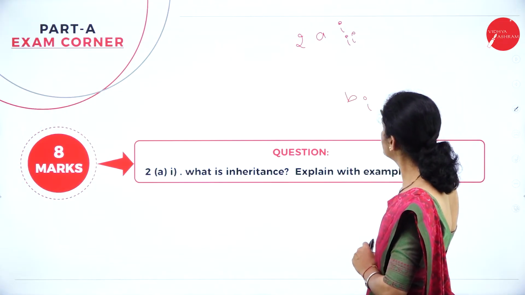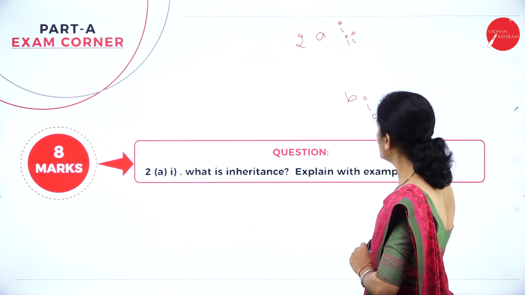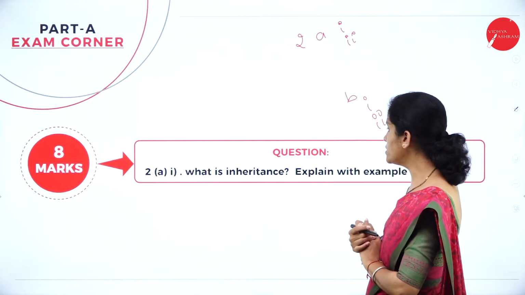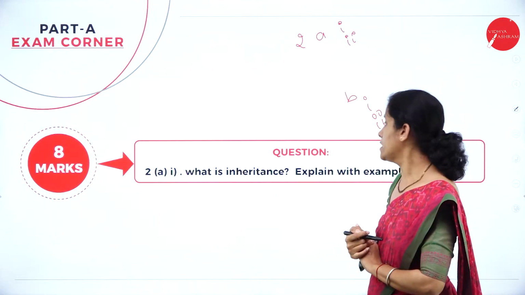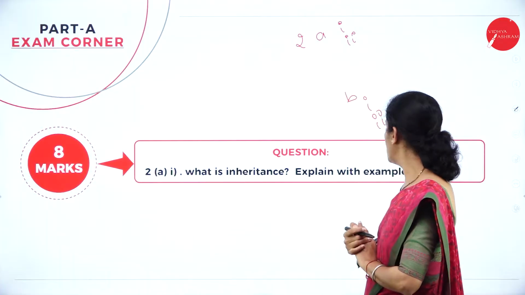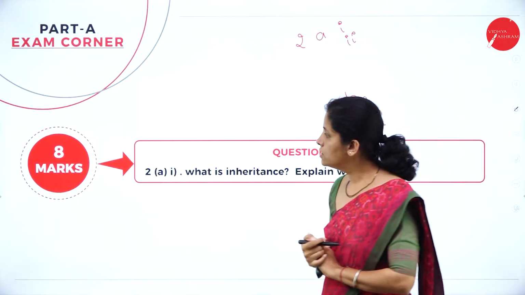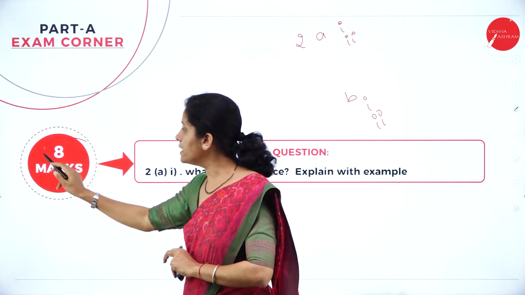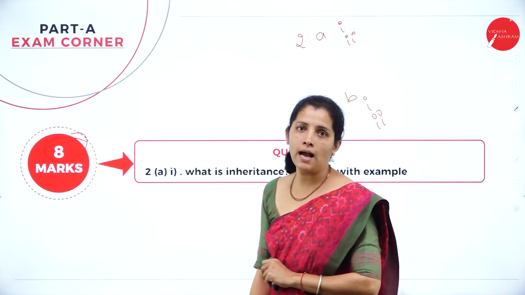Here also I have first question and second question. And what is the question? What is inheritance? Explain with example. So dear student, it carries 8 marks.